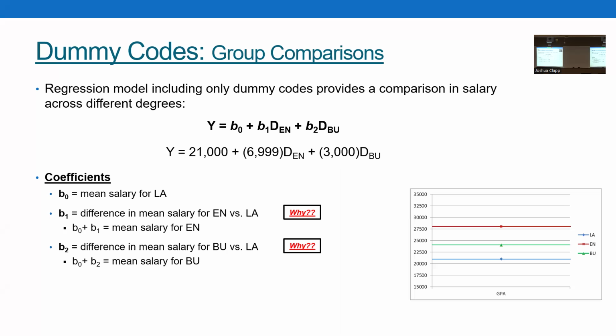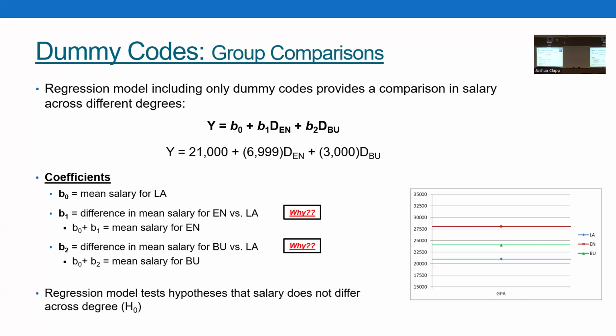Now, do I know here whether or not these two are different necessarily? No, I don't. But I argue it's at least telling me more information out of my regression approach than I would get with just my main omnibus effect. So again, that regression model is testing the hypothesis that salary doesn't differ across degrees.